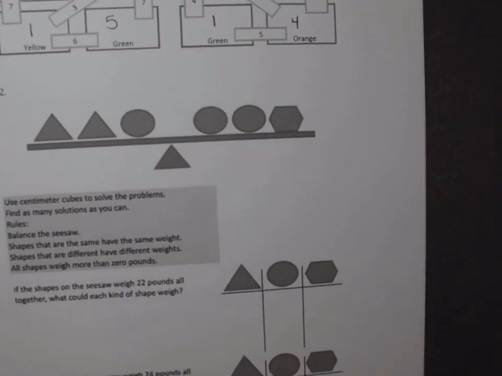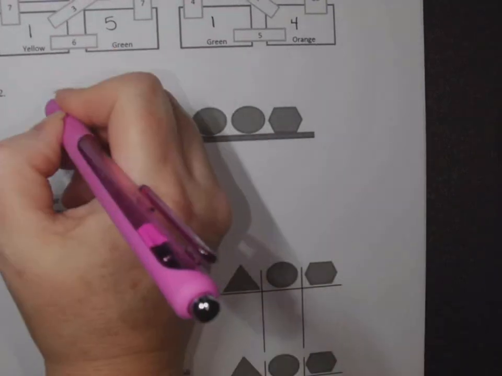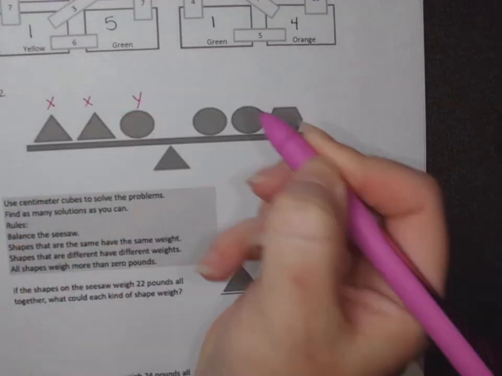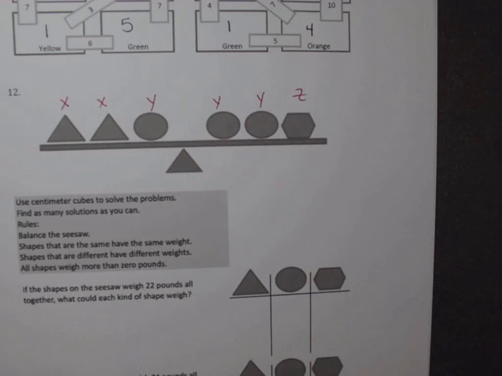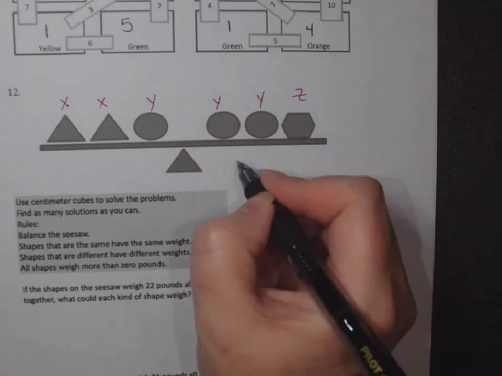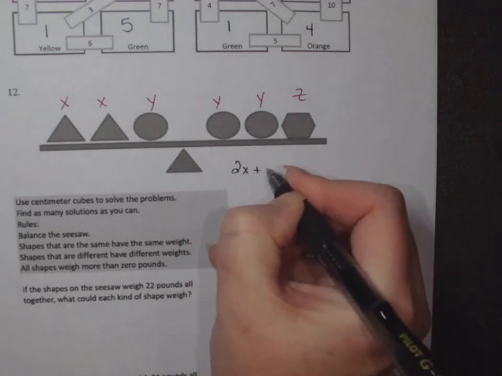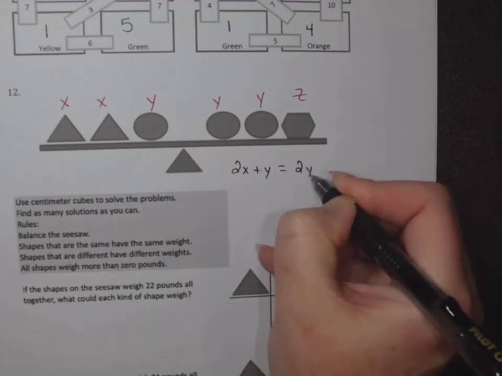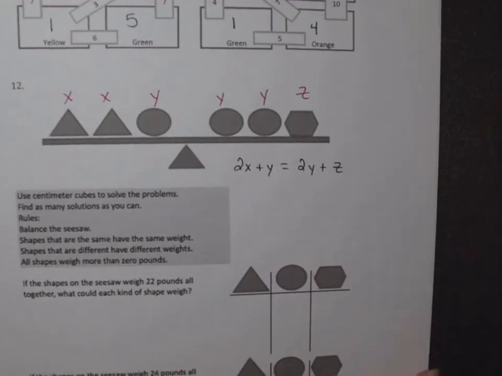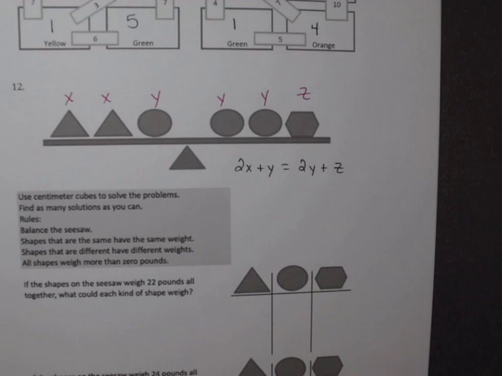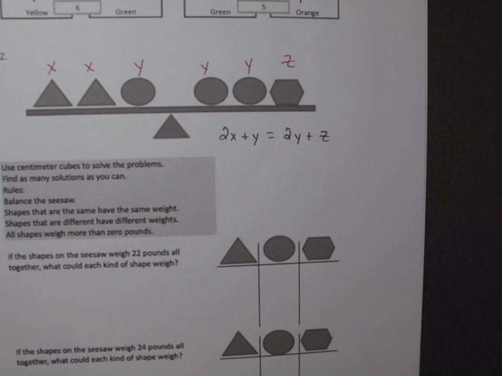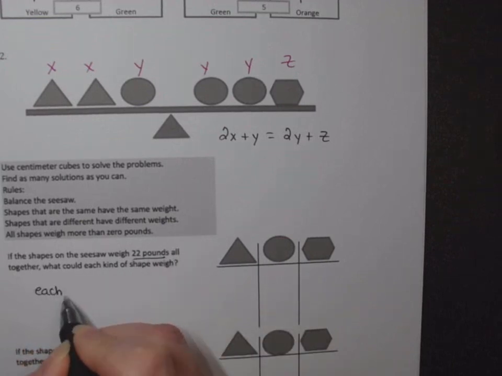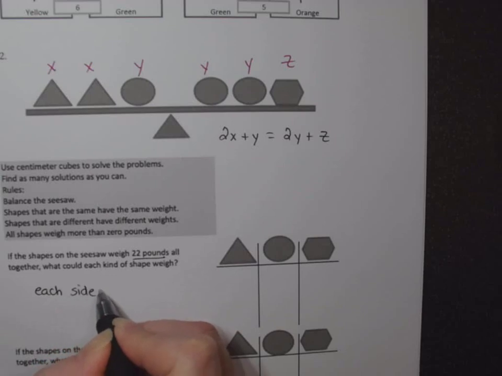All right, so on this one, I'm going to call these guys X's, the circles Y's, and we'll call the hexagons Z's. So I have the equation 2x plus y has to be the same as 2y plus z. Let's talk about how we can reason this out. If it's 22 pounds total, then it means on the seesaw that each side is 11.